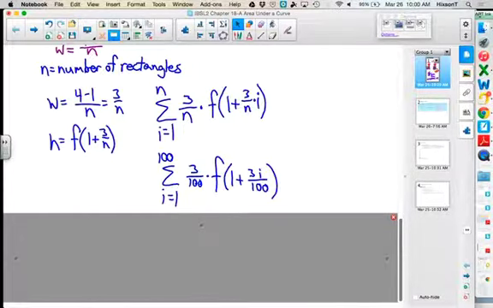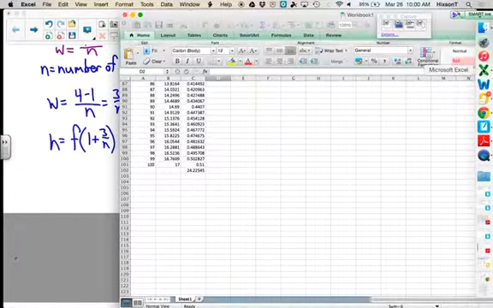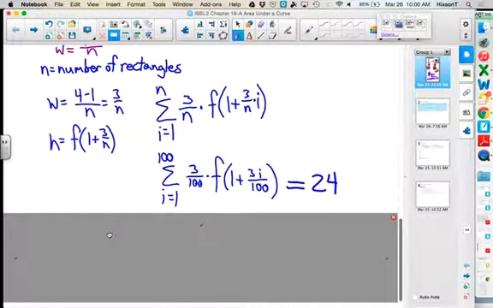So what we did is this right here. We went from 1 to 100, and this is how we got, on the spreadsheet, that 24.225. What is i? i is the counter for the sum. So the first rectangle, second rectangle, third rectangle, fourth rectangle, up to 100. It's just moving your x coordinate over one interval at a time.